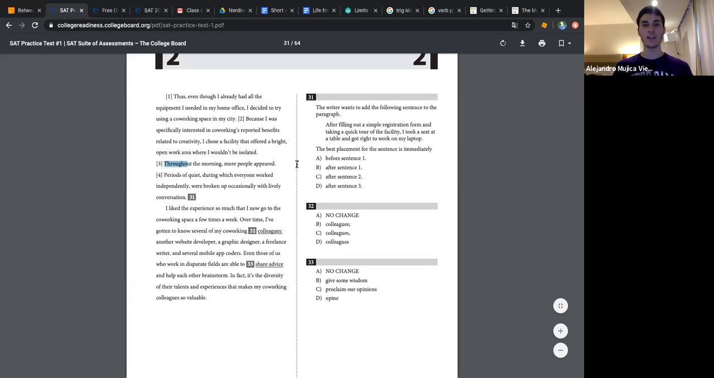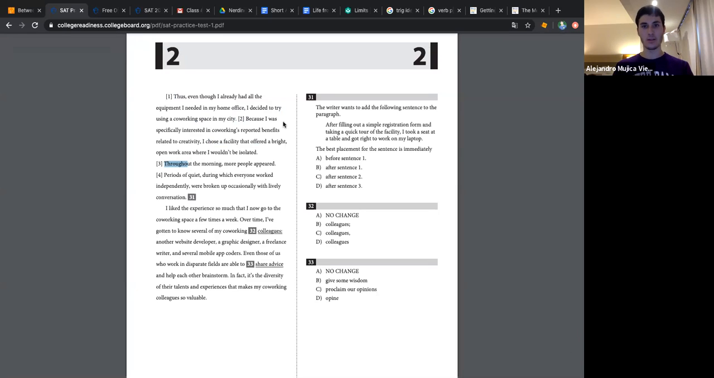So this is already telling us after he chose it, this is already when he is there, right? This is the decision-making process. This is when he's already there. Periods of quiet were broken up. So this is also talking about how it was after he got there.